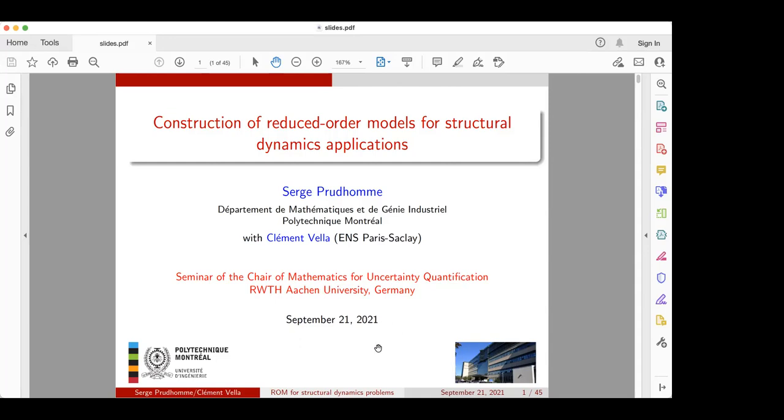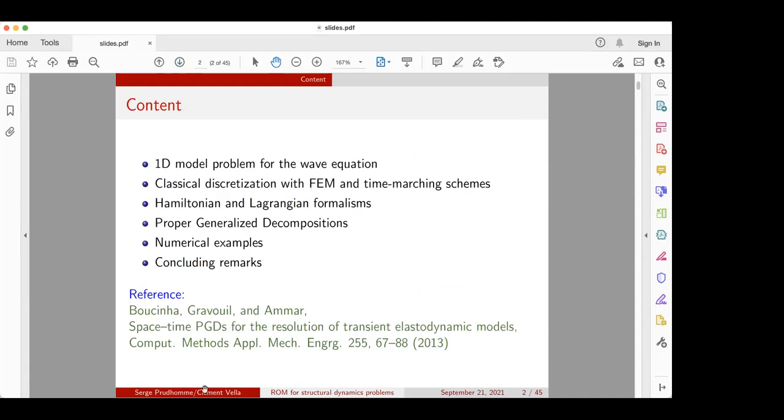I'm going to talk about the construction of reduced order models. Let me show you the content of the talk. So I'm going to take a very small toy problem, a 1D model problem for the wave equation. At the beginning, I'm going to talk about the classical discretization, and I'm sure for most of you, it's going to be known stuff. My view is to remind you of a few problems when we treat the wave equation.